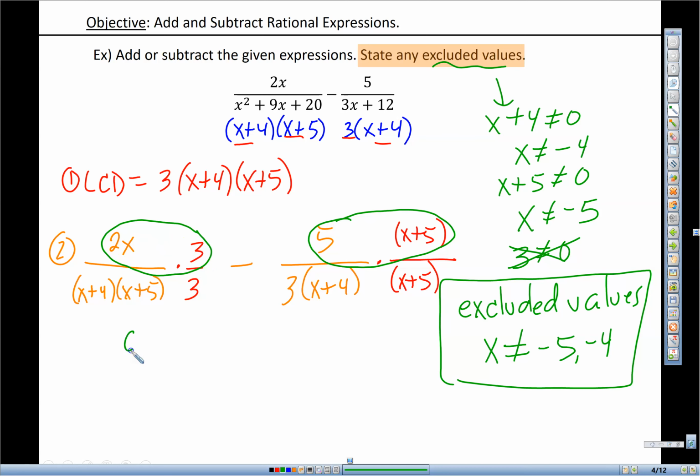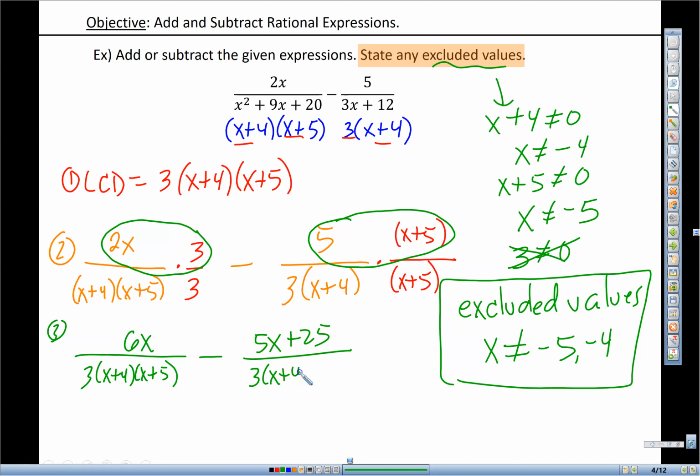So 2x times 3 would be 6x over the LCD. So this is basically our third step. And distributing our 5, because it's a monomial times a binomial structure, it gives us 5x plus 25 over the LCD. Now here's where I see a lot of people make mistakes, so make sure you're paying attention, because here's where we're technically taking 6x and subtracting all of that second numerator, the binomial 5x plus 25.